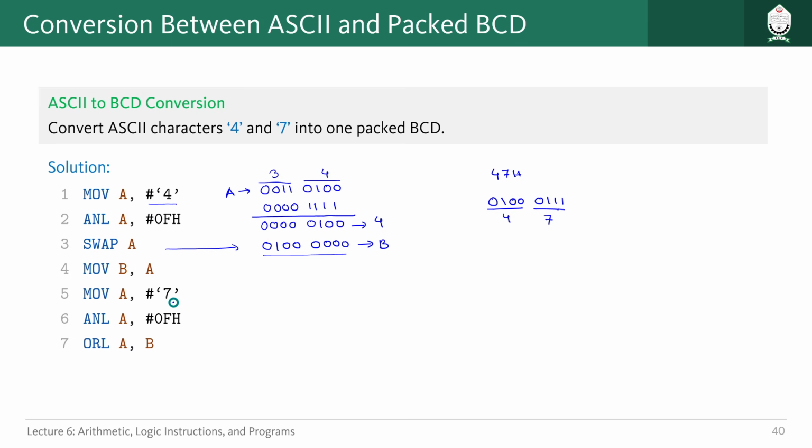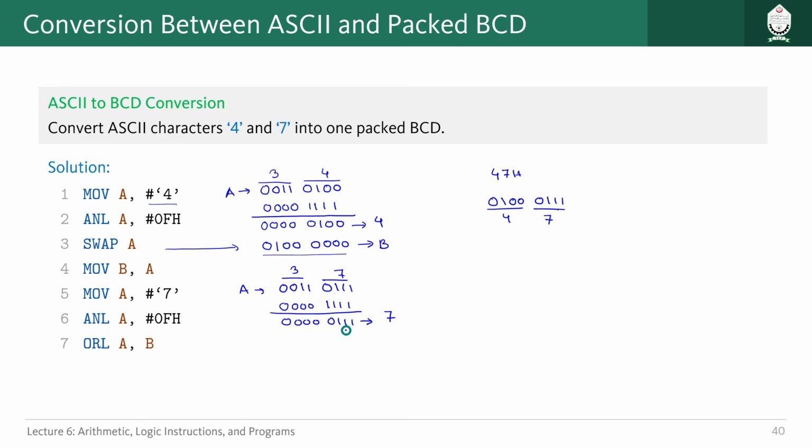Then we are taking 7. So A currently has what? 37, 00110111. This is 7 and this is 3, the ASCII representation of 7. Then we are going to again do ANL. So ANL with 0FH, same thing, 0000 and 1111. It will just keep the lower nibble, so 0000, then 0111, or this is the unpacked representation of 7.